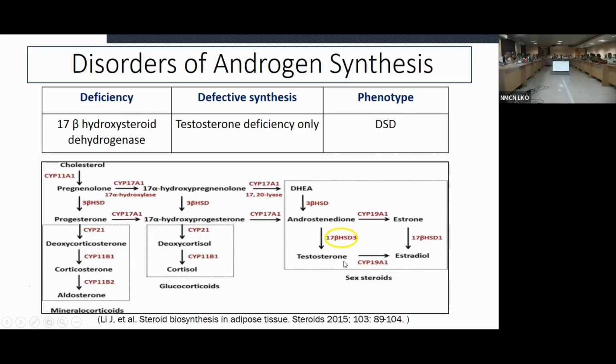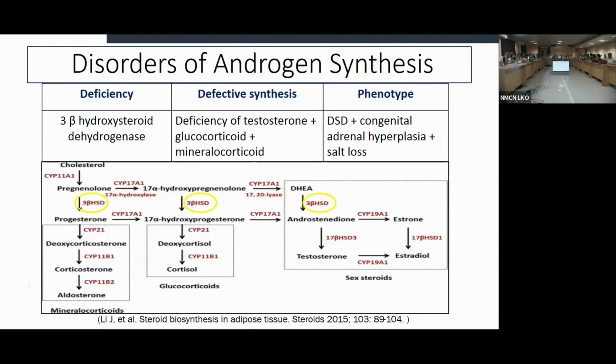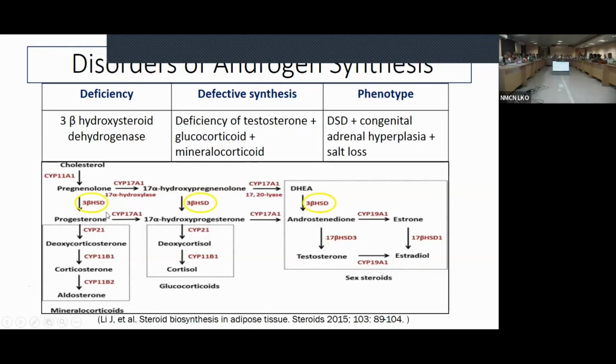So what happens? There is a deficiency of only testosterone. Everything else is happening normally in the pathway. So these individuals manifest only with reduced testosterone, and because of reduced fetal testosterone in fetal life, these individuals are actually 46XY individuals, but because of the reduced fetal testosterone, they have genital ambiguity and they present only with DSD.